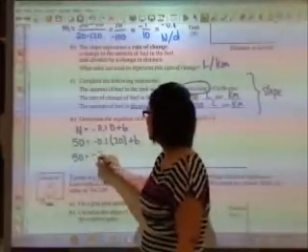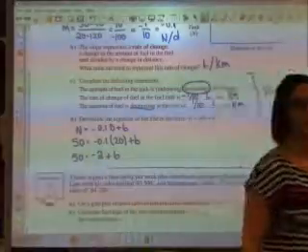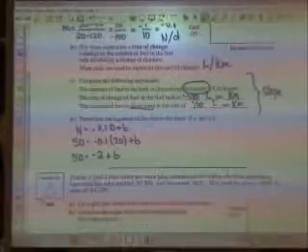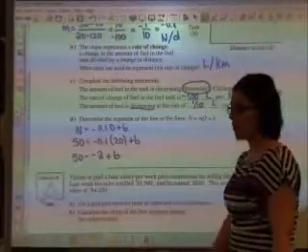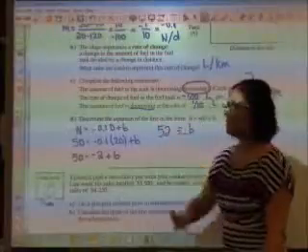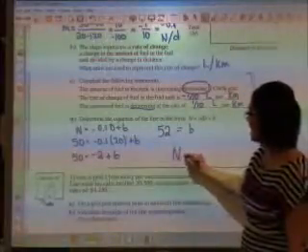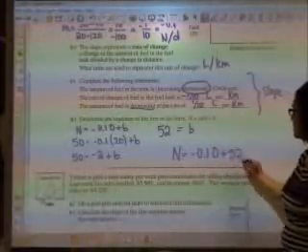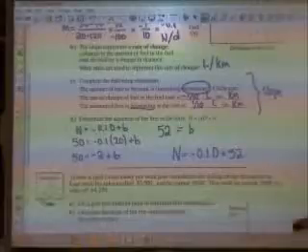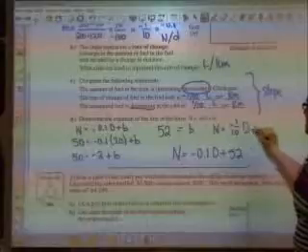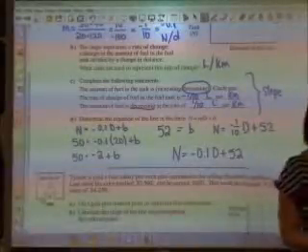Negative 2. And then to get b by itself, what do I do with that negative 2? Move it to the left, and it will become positive. So then b would equal 52. So then my equation I can write as n equals negative 0.1 d plus 52. Or I could write it as n equals negative 1/10 d plus 52.